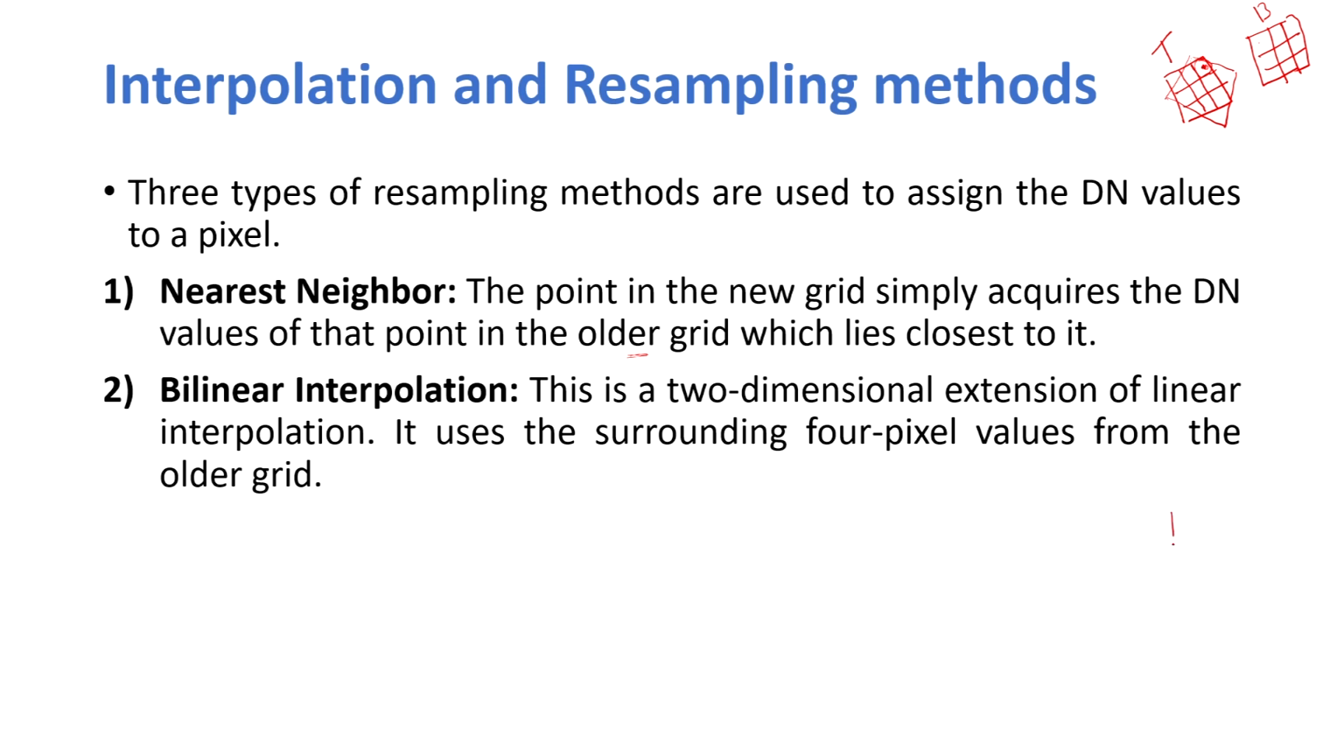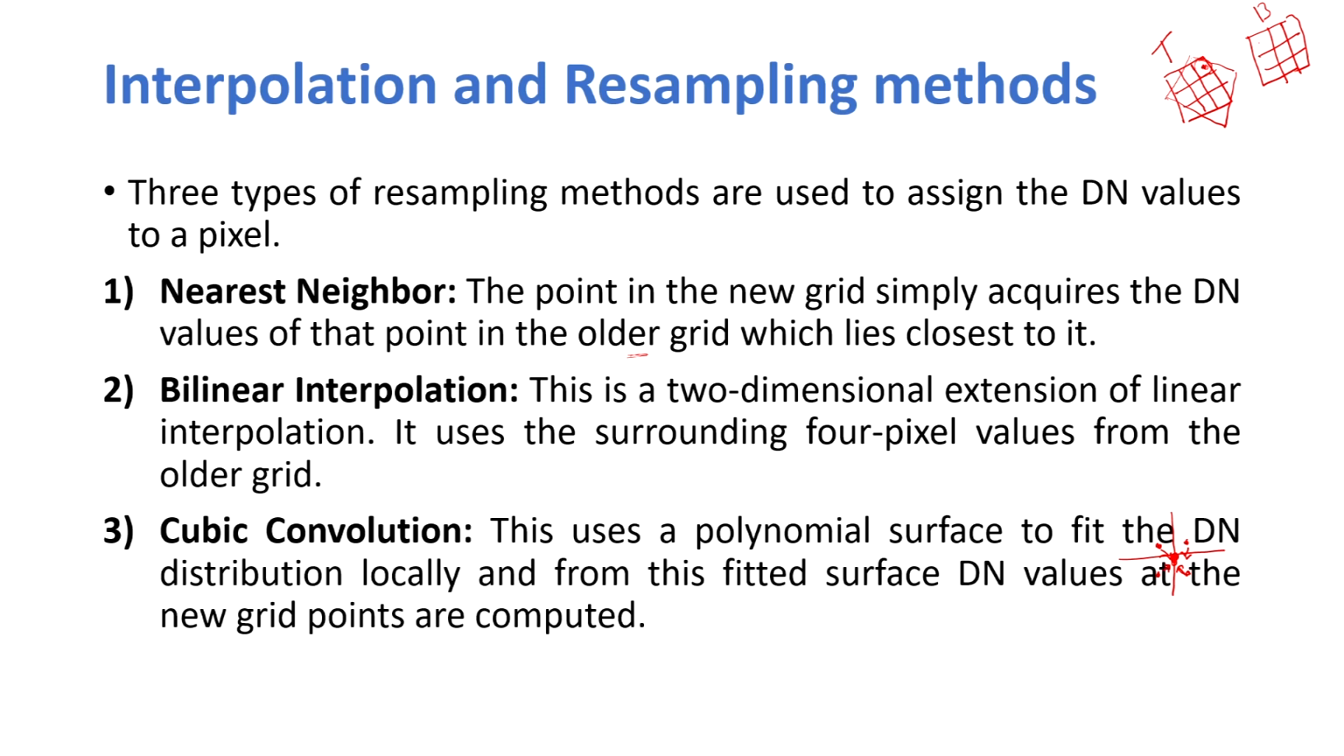That means suppose this is your pixel or grid of the target image. So this pixel or grid will get the DN values from the surrounding 4 pixels or 4 grids. So suppose these are the 4 grids from your base image, and this pixel or grid will get the DN values from these 4 pixels. So this method is called the bilinear interpolation method.